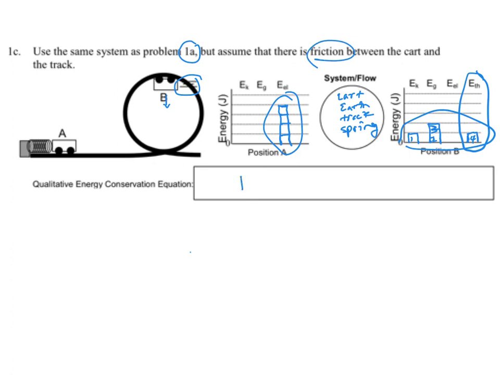So the way this would look is PE elastic at point A. At position A, I've got some stored elastic potential energy that's converted into kinetic energy at B, plus some gravitational potential energy at B also, and then some, let's call it, thermal at point B. Okay?